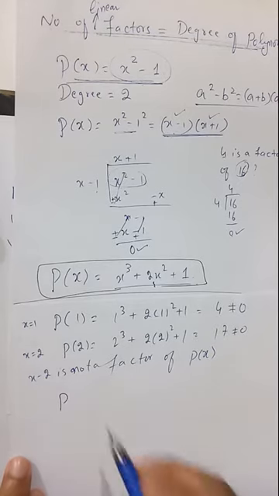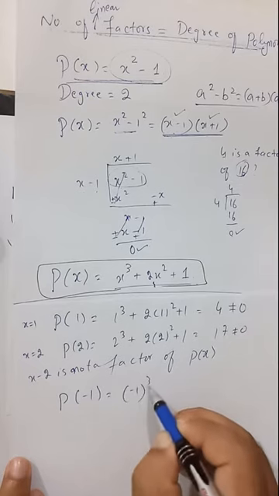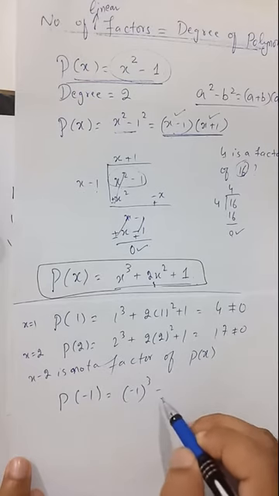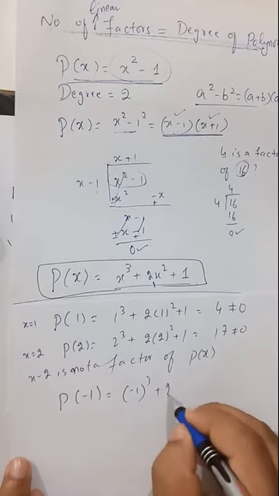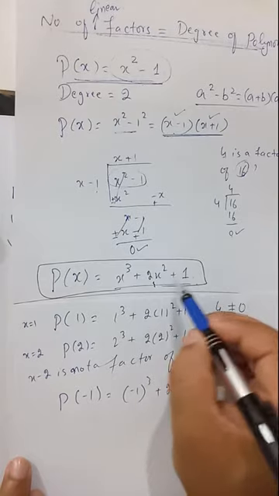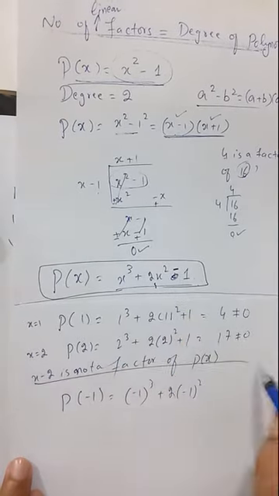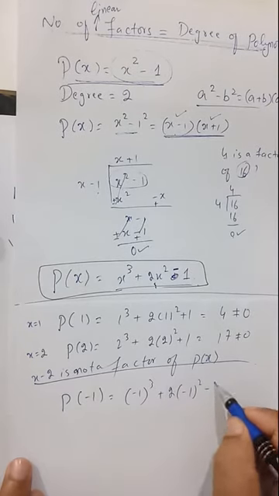If I put minus 1, what will happen? This will become minus 1 whole cube. This is 2 into minus 1 whole square. And let's say I choose the polynomial so that this is my minus 1, so the process will become easy. So let's say this is minus 1.